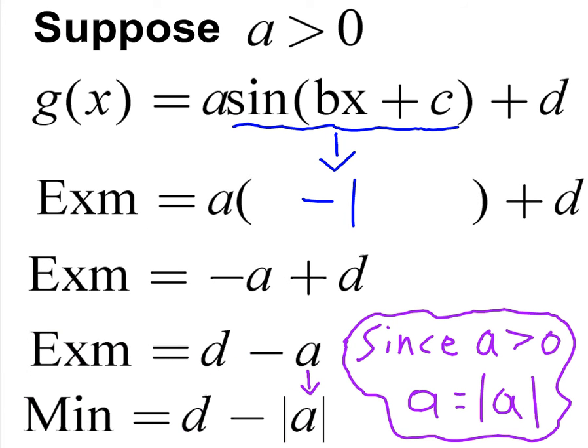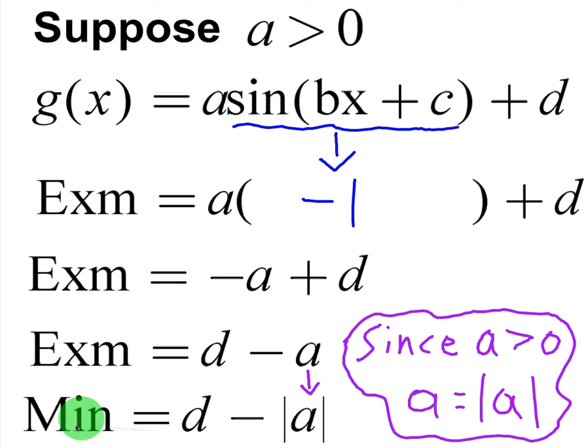Now we're going to get into some nitty-gritty proof. Now suppose our a value is bigger than 0, so it's positive. We've already proven that the smallest this can be is negative 1, right? So we're going to get a times negative 1, which is negative a. We're going to flip those, and we're going to get d minus a. Now, here's the trick. A is positive, so that means that a is equal to the absolute value of itself. So I'm just going to replace a with absolute value of a.